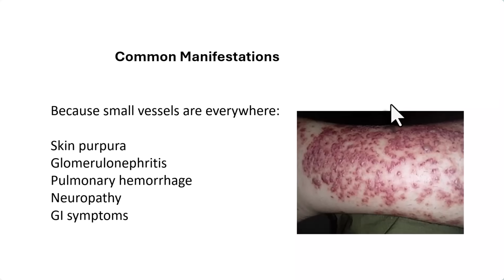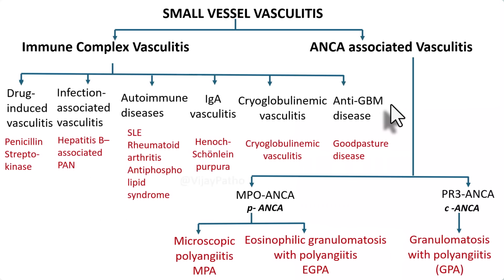So how does small vessel vasculitis manifest? Because small vessels are there everywhere. Manifestation is throughout. The patient can be seen with lots of purpuric rashes, skin purpura, glomerulonephritis, pulmonary hemorrhage, neuropathy, GI symptoms. Name any organ, you can have manifestations related to that particular organ, right? So finally, just about what all we have studied so far.